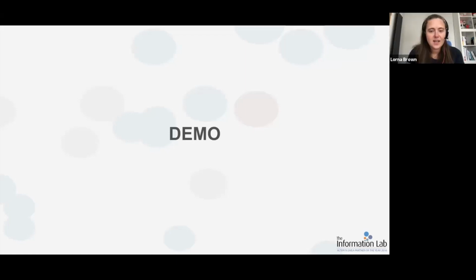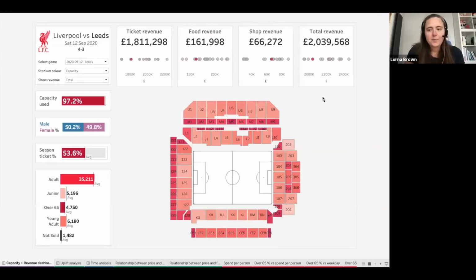Cool, thanks, Phil. So I'm just going to share my screen. So we have our Tableau dashboard. Now, just to be aware, all of the tickets and capacity data is completely made up. No one did go into a stadium on this particular match day in 2020. So just to be aware that it is fake data, and nothing about it is real apart from the locations within the stadium.